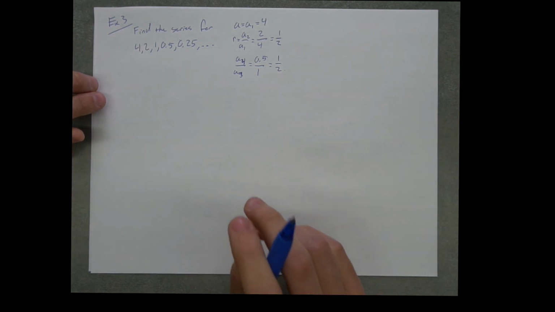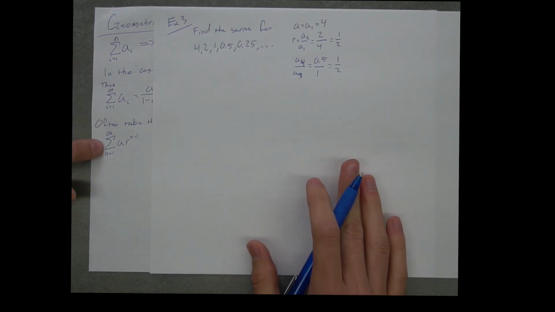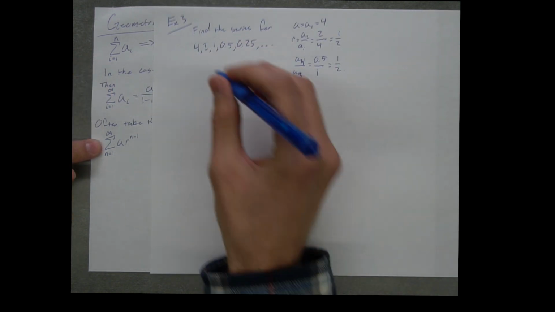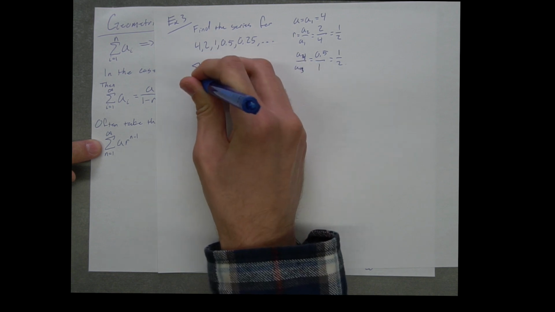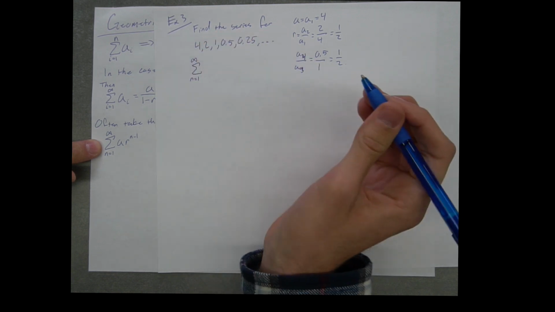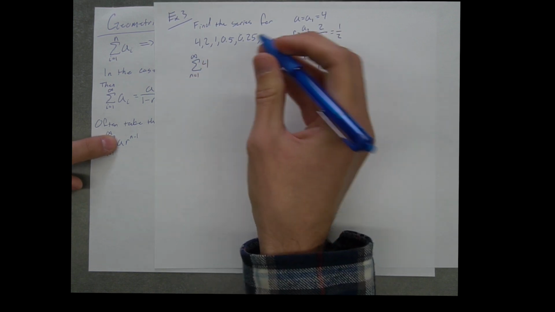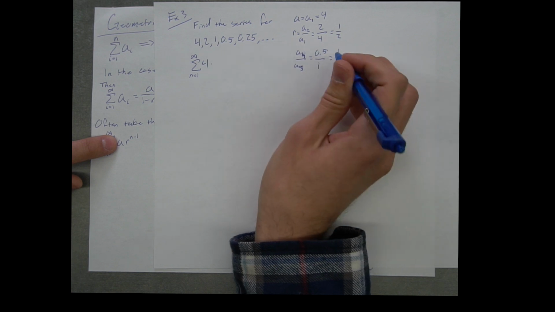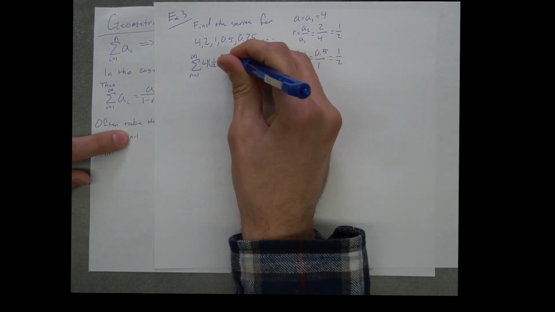So now we can just go ahead and put that in summation notation. It's the summation, n is equal to 1 to infinity, a we found to be 4, times r, which we found to be 1/2, to the n minus 1.